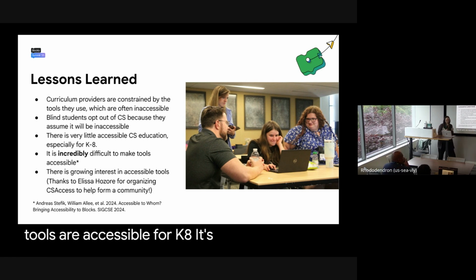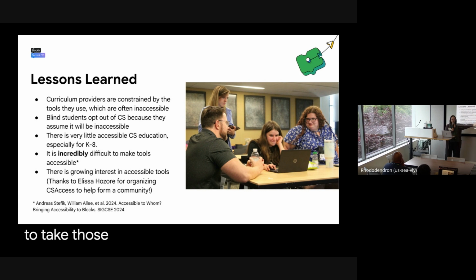Lisa laughs because yes, it's incredibly difficult to make these tools accessible. So we can sit here and talk about WCAG all we want, but that's not going to solve it in an instant. It's not very clear necessarily how to take those standards and apply them to something like a block-based programming tool.